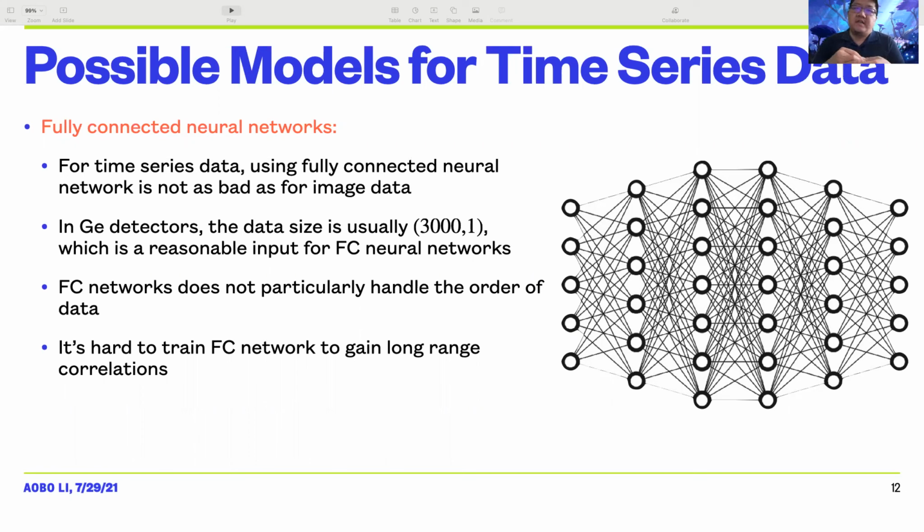Remember, for image data we usually have 1 million or even 10 million inputs per image. That's too large for a fully connected neural network. The downside of a fully connected neural network is that it does not particularly handle the order of the data. It's also hard to train the FC network to capture long-range correlations, as we discussed in the last submodule.